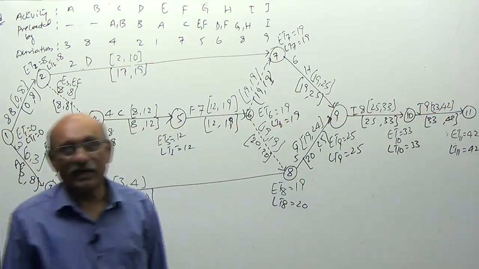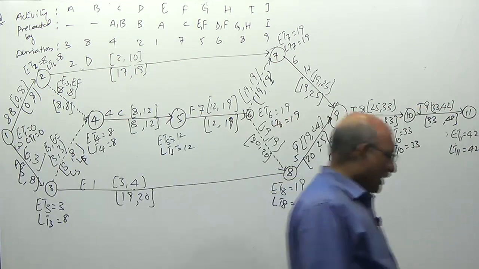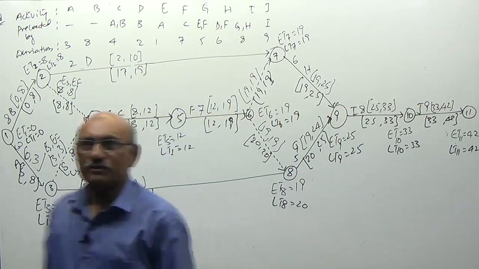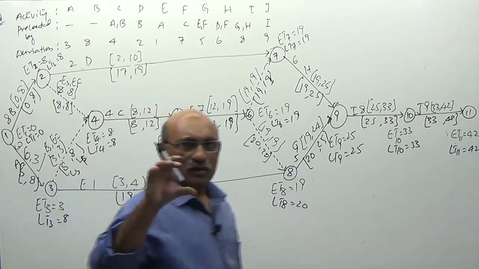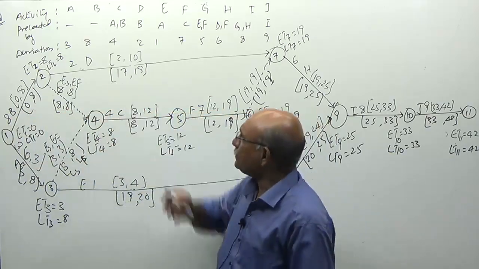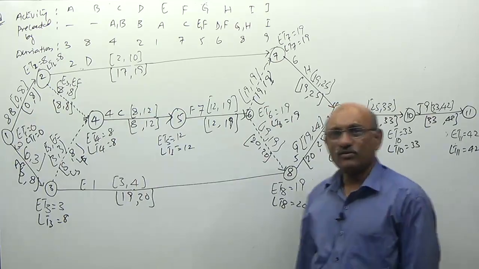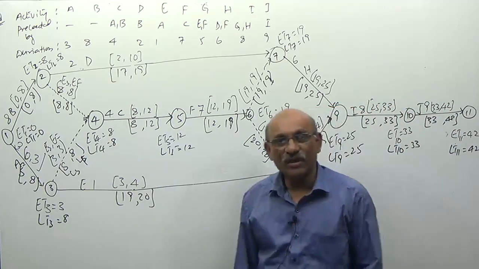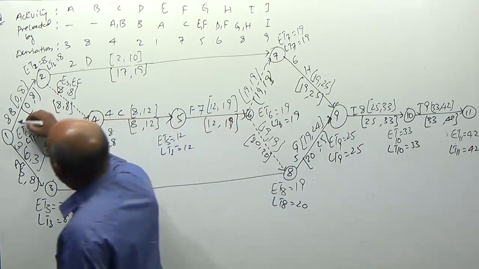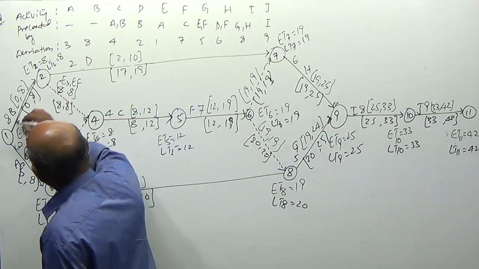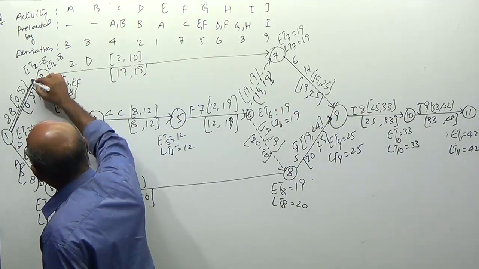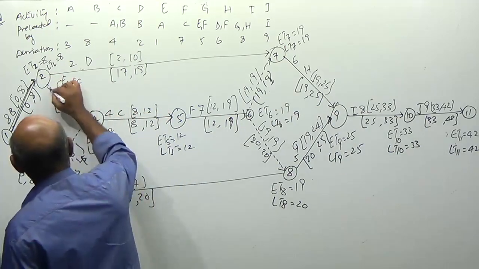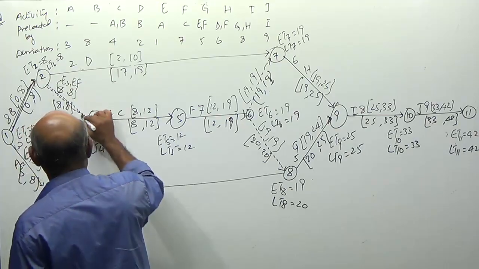Now identify the critical path. How can I identify the critical path, sir? Looking at the network. Have a close look at the network. There are some activities for which earliest and latest timings are the same. Look at this activity B. Look at this activity B. For this earliest and latest time same. And this dummy also, this way route.